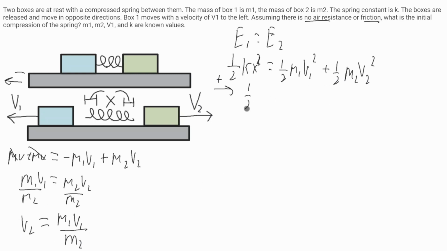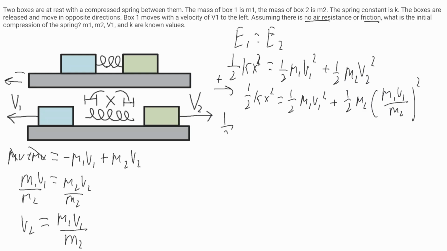So now I can plug this into here. I'll get 1/2 k x squared is equal to 1/2 m1 v1 squared plus 1/2 m2 times (m1 v1 over m2), all of that squared. This square is going to get distributed to every single term here. It'll look like this. We'll get 1/2 k x squared is equal to 1/2 m1 v1 squared plus 1/2, it'll be m2 m1 squared v1 squared over m2 squared.